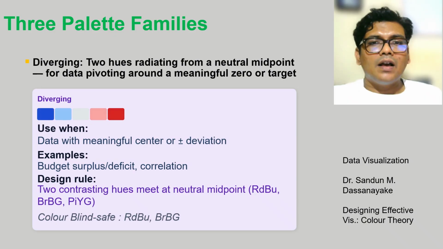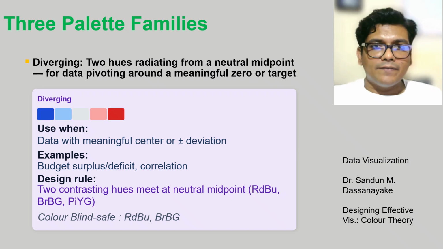Diverging palettes are the right choice when your data has a genuine, meaningful center. A true zero, a target value, a historical average. Budget surplus versus deficit is the textbook example because there is a center point. Temperature anomalies relative to a long-term baseline is another example.